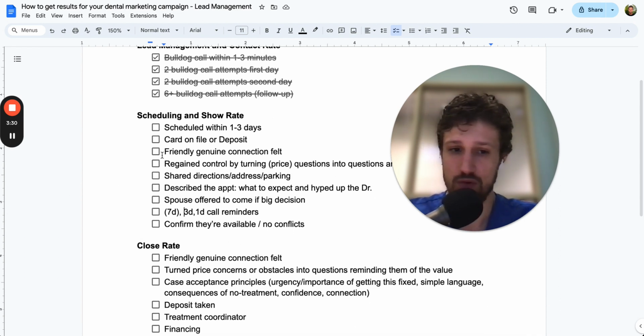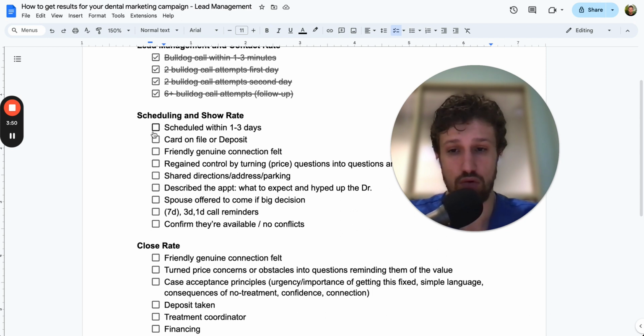With that being said, once we are able to get on the phone and get that contact rate up, we're going through the lead call, making sure that it's a good fit for the office, the insurance and finances check out, they're close by, and we're starting to schedule them in.